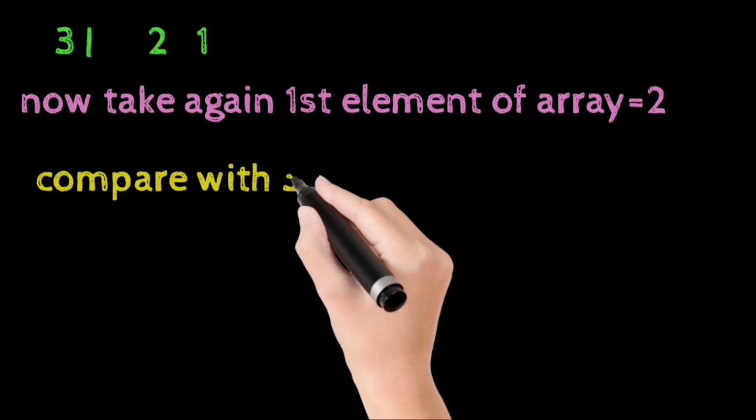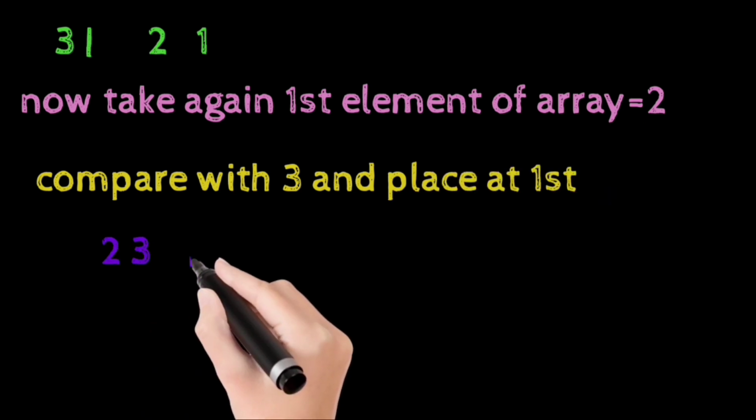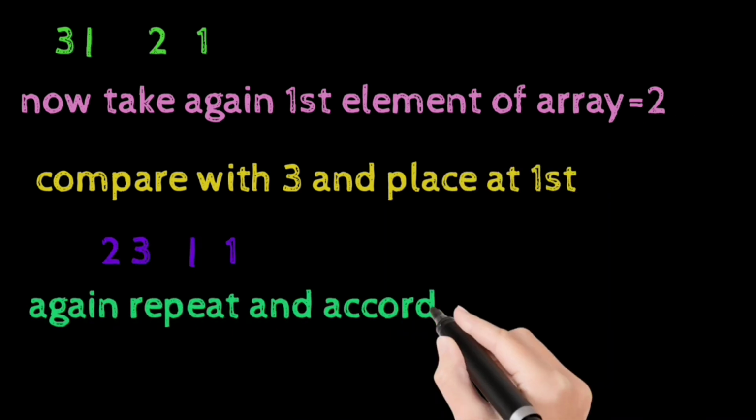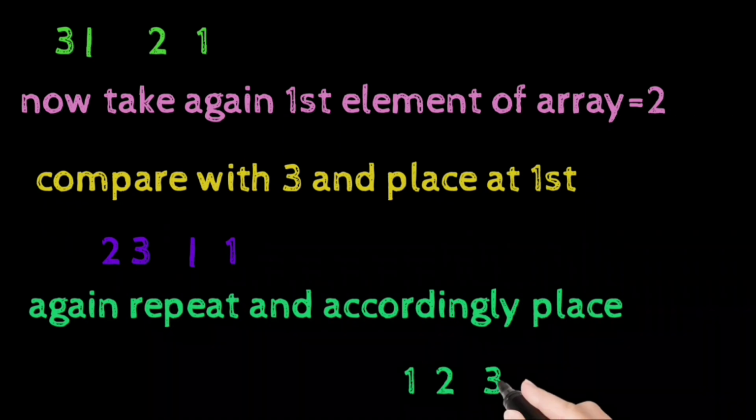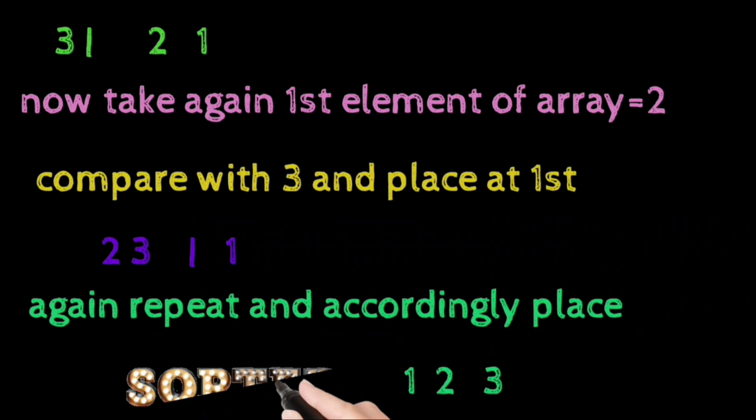Now the unsorted one becomes 2, 1. So we will again take the first element and check it with 3. As it is smaller than 3, we will place 2 first and then 3, and accordingly the result will be out as 1, 2 and 3, which is in sorted order.